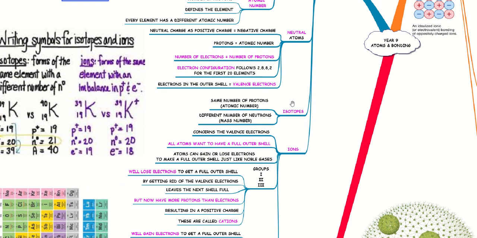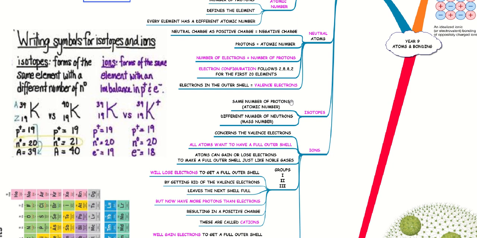The electrons, when they fill, will fill according to the rule 2-8-8-2, and they will fill in that order. You'll fill up the first shell with 2, then they'll move on to the second shell, and when that's full of another 8, we can then move on to the third shell, and when that's full of another 8, we can then finish off with another 2, and that gives us the first 20 elements.